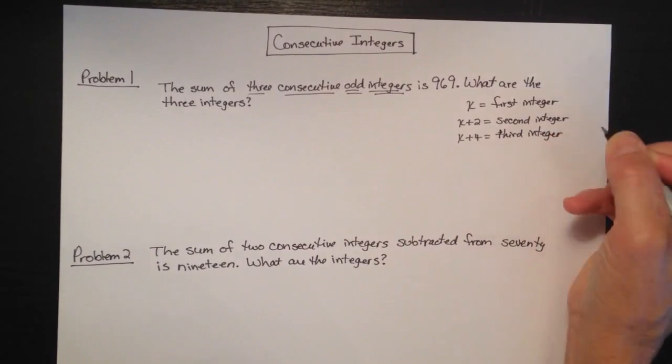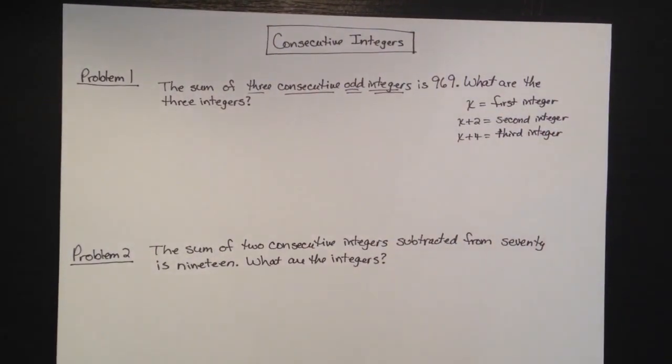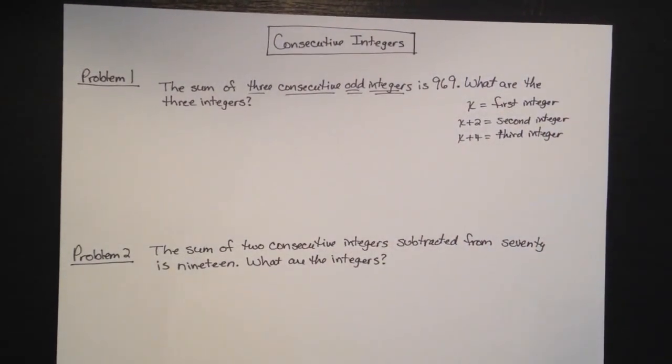The thinking is this, let's let x represent any odd integer. So if I pick 7, for instance, then 7 plus 2 would give me 9, which would be the next consecutive odd integer, and 7 plus 4 would give me 11. So I'm looking at 7, 9, and 11 for 3 consecutive odd integers. That's the setup for that.